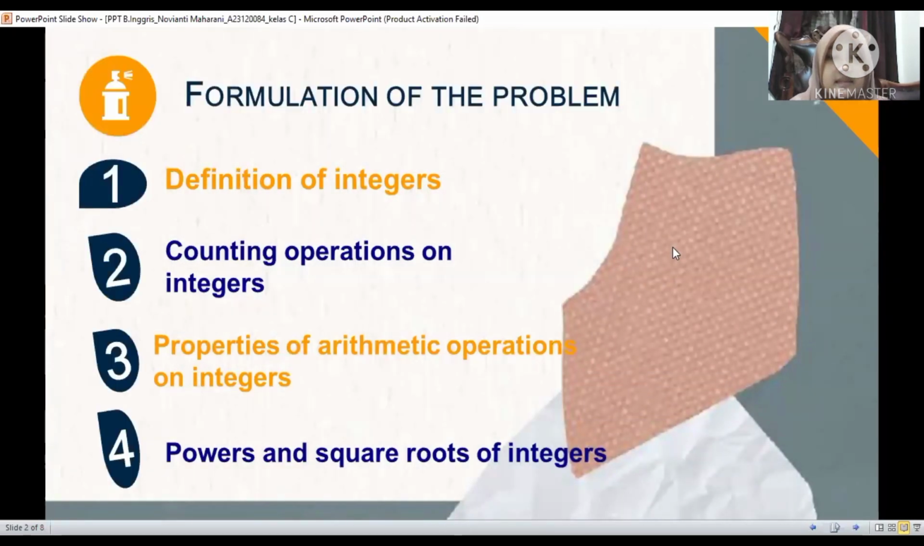In the integer material, I will explain about the first, definition of integers; the second, counting operations on integers; the third, properties of arithmetic operations on integers; and the last or fourth, powers and square roots of integers.